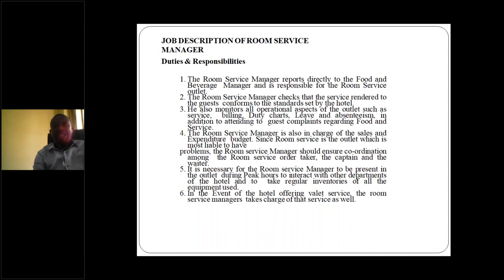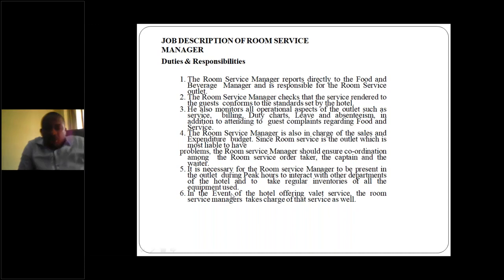Orders are highest mainly at night from 6 p.m. People have retired to their hotel. People are back from whatever program or project they went for. So from that time, orders are at the peak. So it's important that the food and beverage manager should be around at that time.